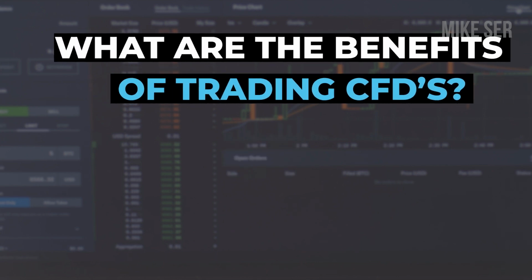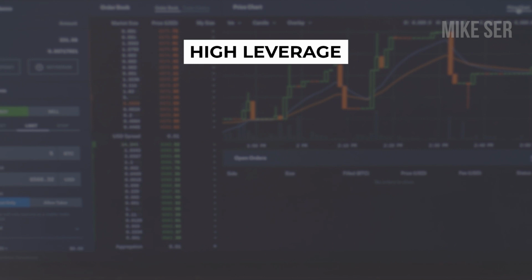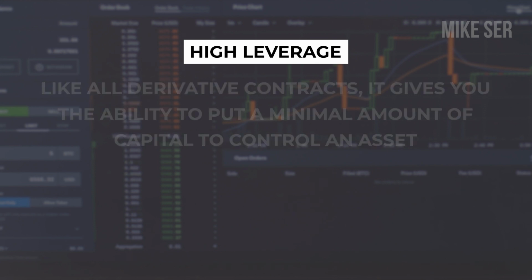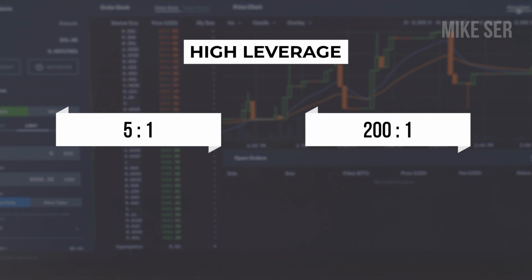So you're probably now asking, well, what are the main benefits of trading CFDs? Well, the main reason why traders like myself trade CFDs is mainly because of the high leverage. It allows us to potentially make more money if our trade goes in our favor. So like all derivative contracts like futures or option contracts, it gives you the ability to put a minimal amount of capital to control a much bigger asset. Now, most CFDs offer leverage ranging from 5 to 1 all the way up to 200 to 1 leverage, depending on the type of asset that you're trading in the CFD. Now, you can check with your broker on what leverage that they offer for each type of CFD.